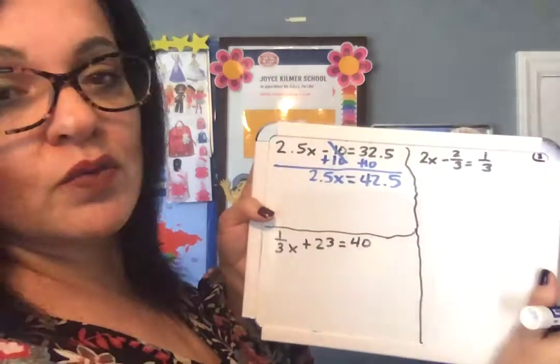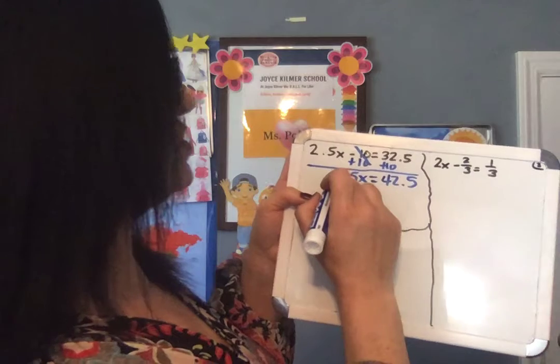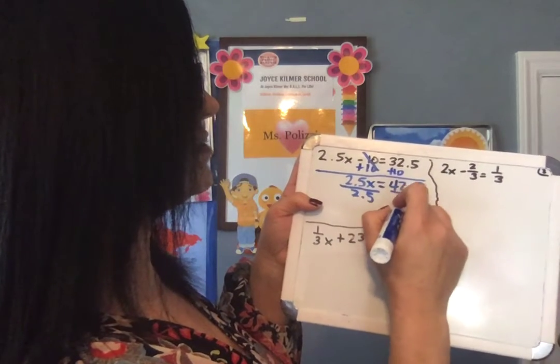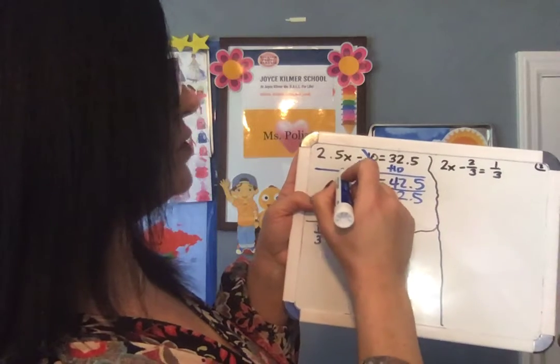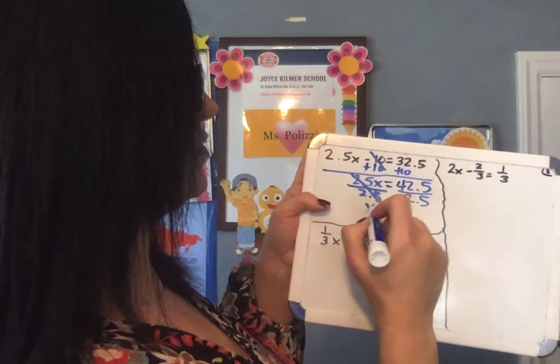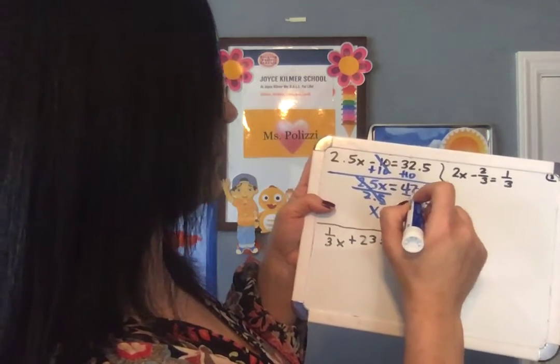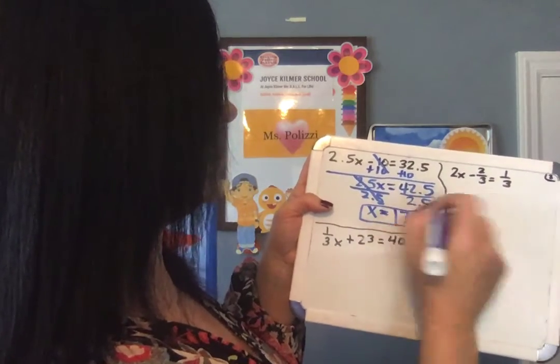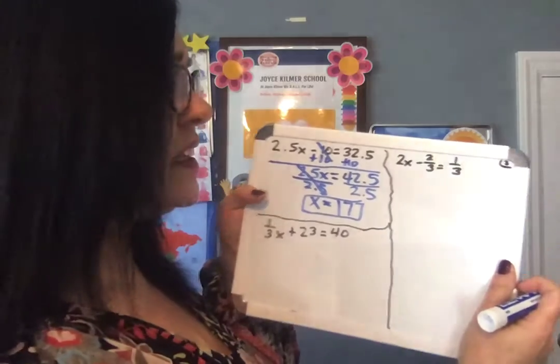42.5. So x still wants to be alone, so we would just divide 2.5 on both sides. Cross out your 2.5s, bring down your x, and 42.5 divided by 2.5 is 17. So x equals 17. In this case.